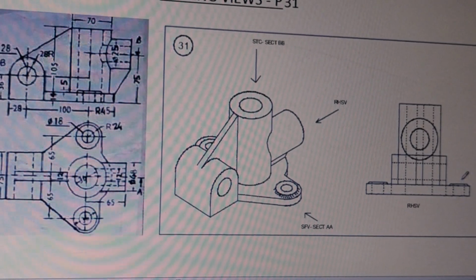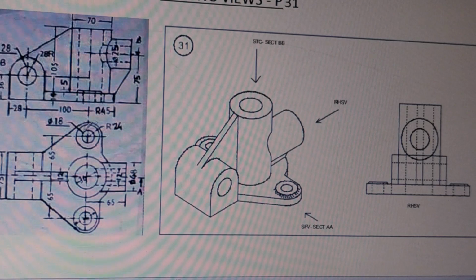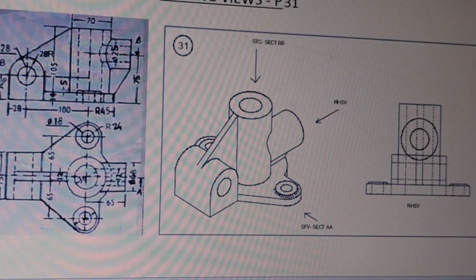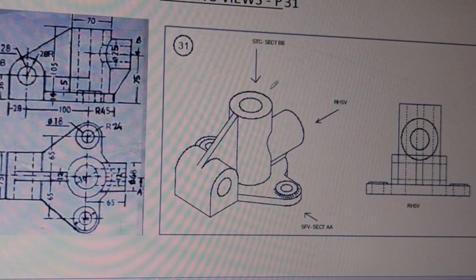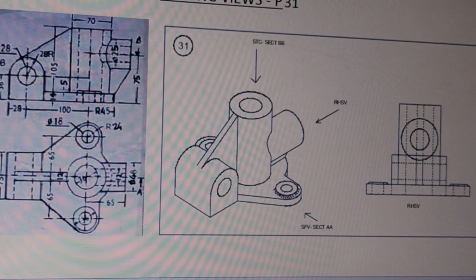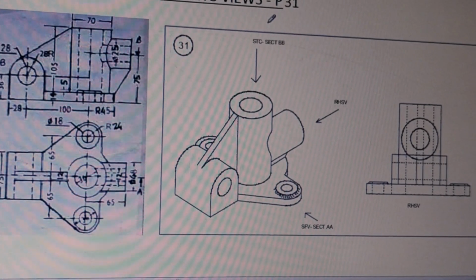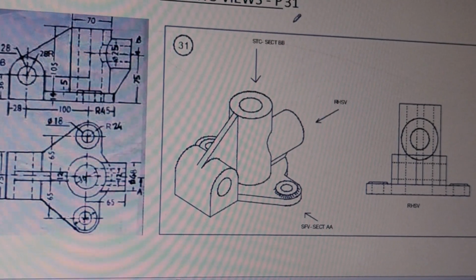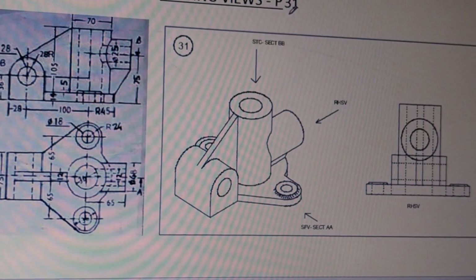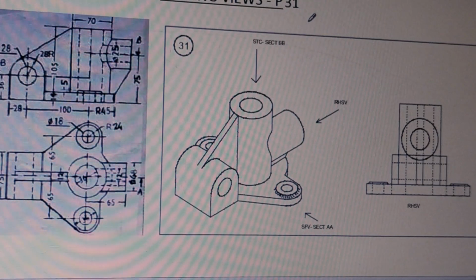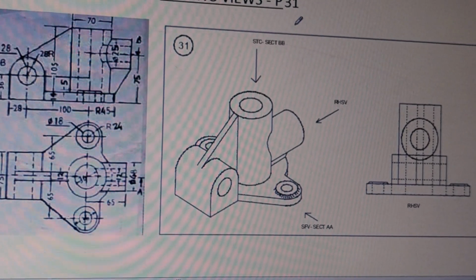So that becomes your right hand side view, and the earlier two views we have already discussed. So that completes our discussion of missing views. Practice sheet number 24. In fact, I have written 31 here, but this is practice sheet number 24.